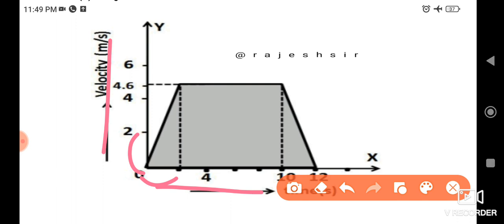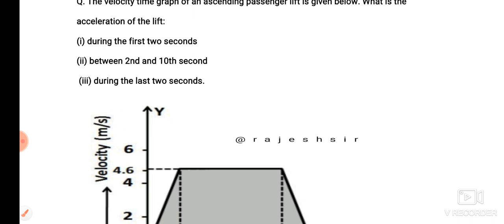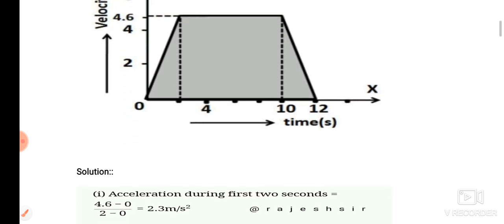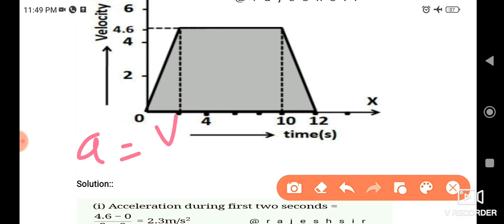Let us see the first question. The first question is, what is the acceleration during the first 2 seconds? You can see the first 2 seconds here. From here you can use the acceleration formula. You know, acceleration equals v, the final velocity, minus u, the initial velocity, upon t, right?